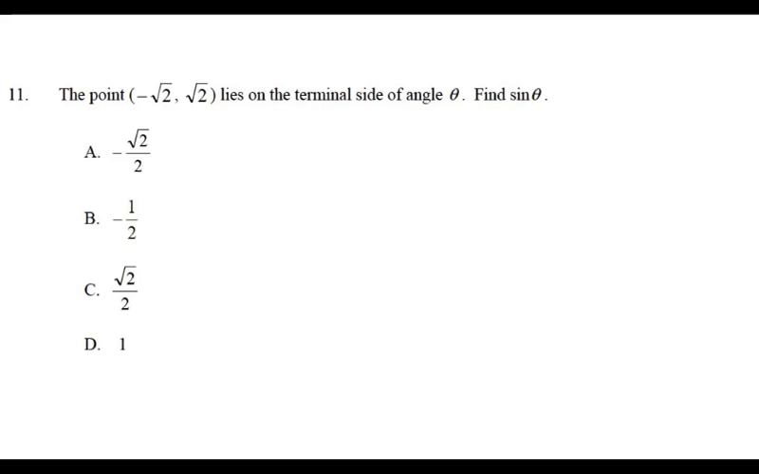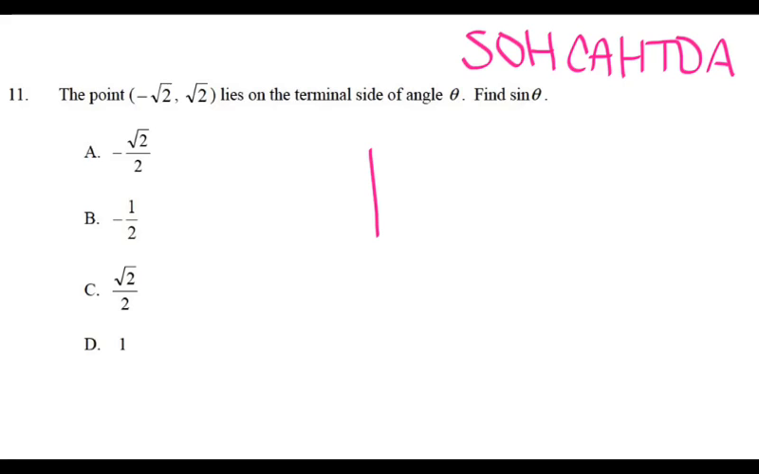All right, number 11. The point negative root 2 comma root 2 lies on the terminal side of an angle. Find sine of theta. So any time you're finding a trig function, I would highly recommend that you start by writing SOHCAHTOA, because that'll help you when you're figuring out your ratios. When I give you a point, you should automatically think, oh, I need to graph that. So negative root 2 and positive root 2 is going to be in the second quadrant because x is negative and y is positive. So I'm going to go ahead and plot the point. It doesn't have to be accurate, we're just doing a sketch.